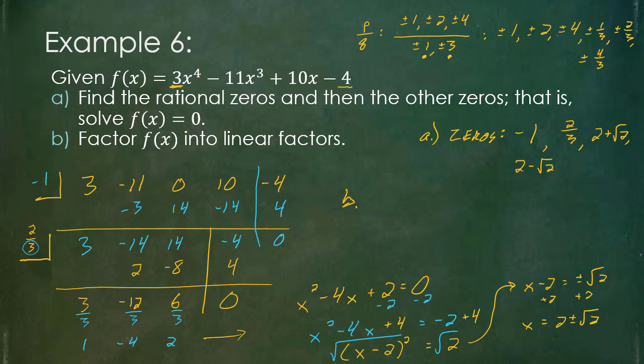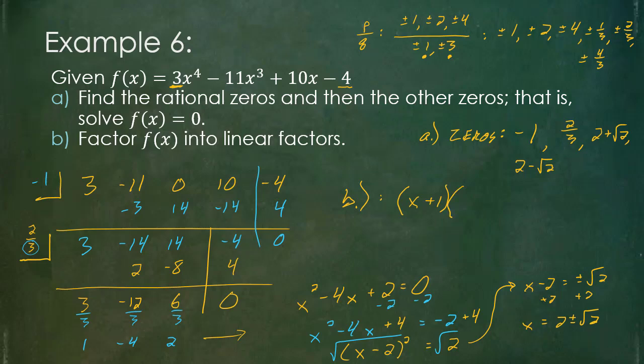For part B, it wants us to actually factor this into linear factors, so this would just be, go ahead and take each of these and set it up utilizing those parentheses. So x minus a negative 1 would switch to x plus 1. That would be the factor that corresponds with our first zero.